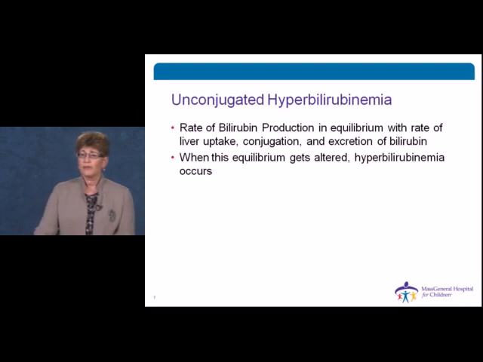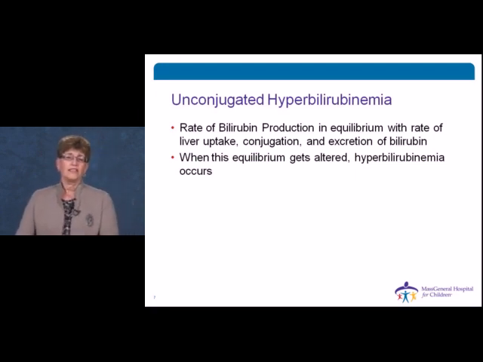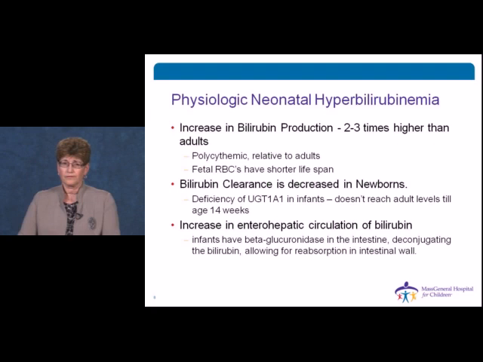In hyperbilirubinemia, we have a disequilibrium between the rate of production of the bilirubin and the rate of uptake, conjugation, and excretion of the bilirubin. So we're going to first talk about physiologic neonatal hyperbilirubinemia, with which we're all familiar. That occurs because of increased production, decreased clearance, as well as increase in enterohepatic circulation of the bilirubin.